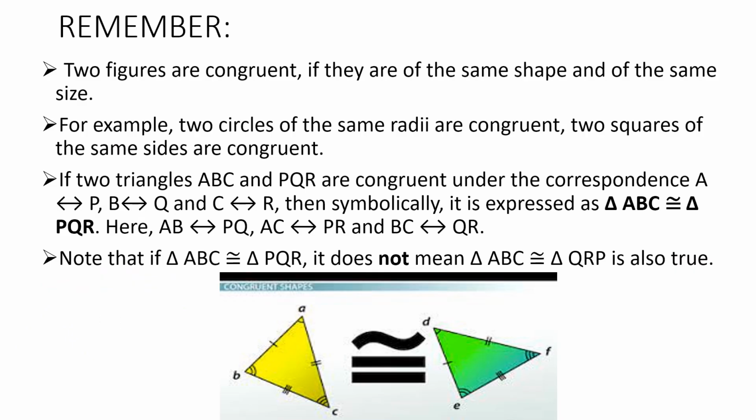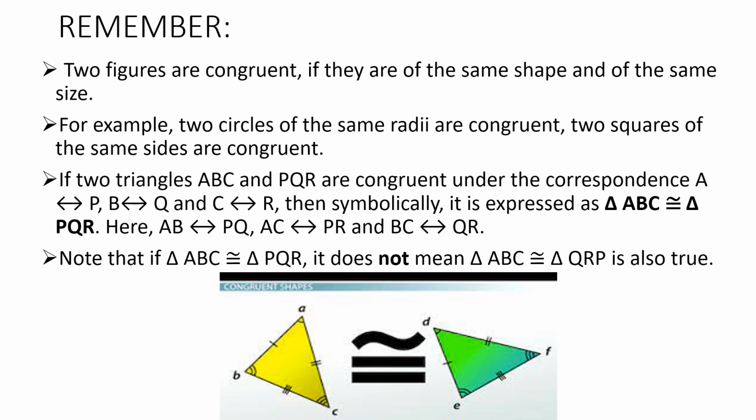First, some concepts. Two figures are congruent if they are of the same shape and of the same size. For example, if you have two 5 rupee coins minted in the same year and you put one on the other, then it will be exactly fitting. For example, two circles of the same radii are said to be congruent. Two squares are said to be congruent if they have the same measure of sides.